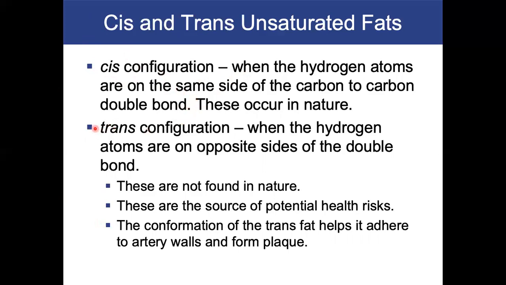Trans fats are when the hydrogen atoms are on opposite sides of the double bond, and I'll show you a picture in a second. Trans fats are man-made, they're made up in a lab. They're not found in nature, so they're really hard for our bodies to break down. We store them in the liver, we store them in the artery walls, and they lead to plaque formation in the artery walls, and these guys are really dangerous. You don't want a lot of them in your diet.